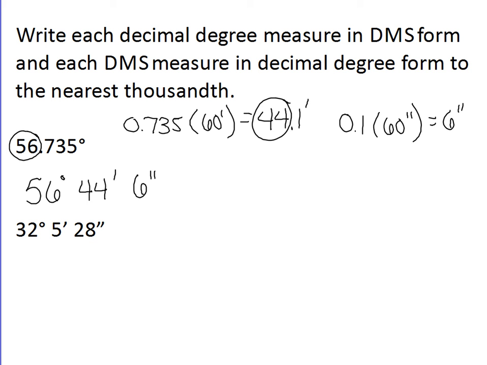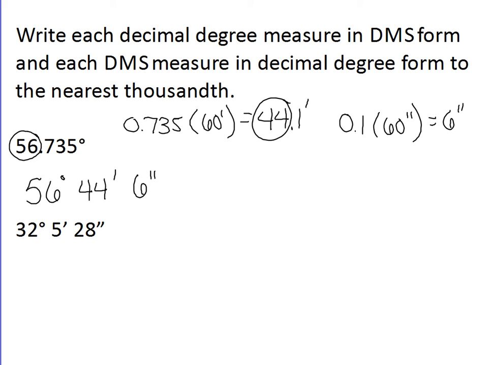This is one way that we use this in surveying. When people survey land, they don't do decimals, they do degrees, minutes, and seconds. So if you're looking at long distances but you need a very accurate angle measurement, surveying would be one example of where you would use this.